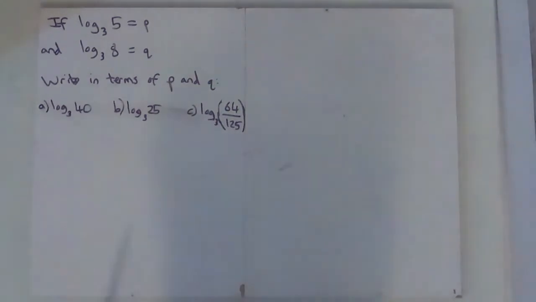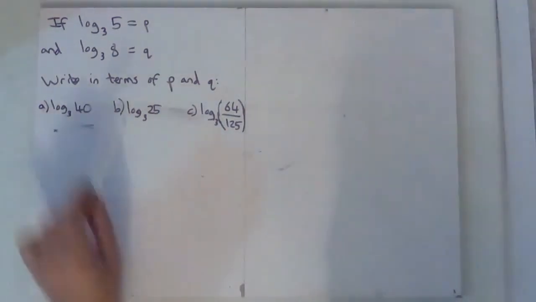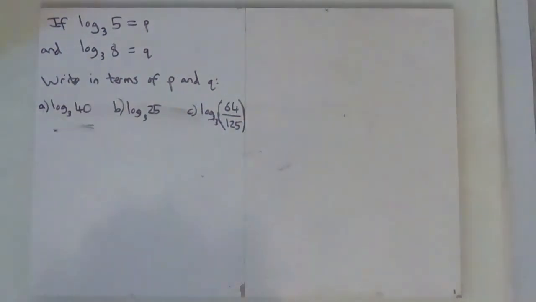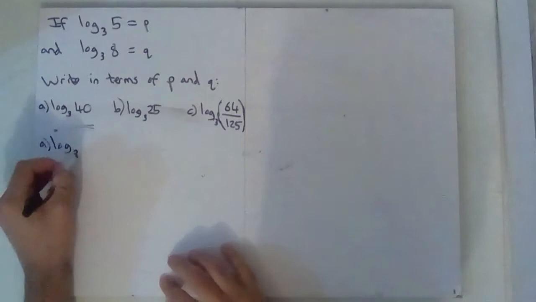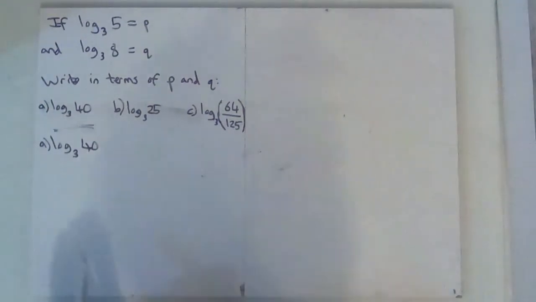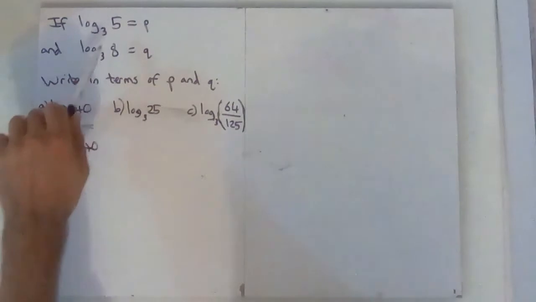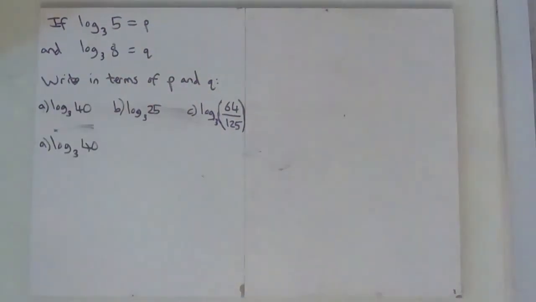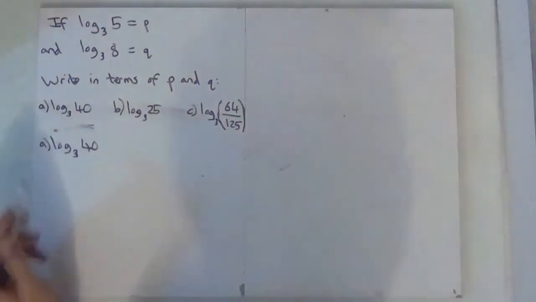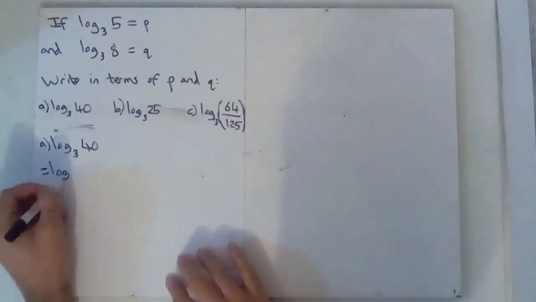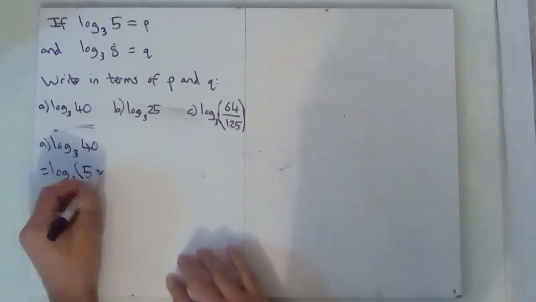So we're looking to turn this into something where we have a log base 3 of 5 or a multiple of a log base 3 of 5, or we have a log base 3 of 8 or a multiple of a log base 3 of 8. So we're looking to use our log laws and see what we can get to. So if we start with part A, log base 3 of 40, well, p is log base 3 of 5 and q is log base 3 of 8. So you may notice that 40 is 5 times 8. So if we just start there, let's call it log base 3 of 5 times 8.